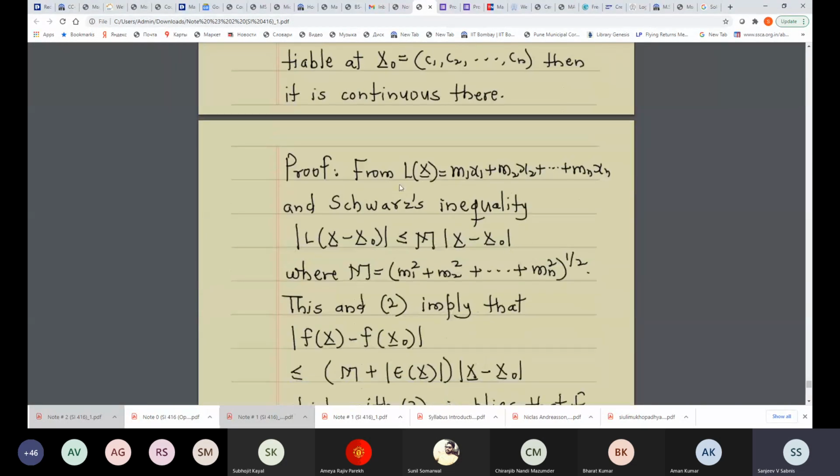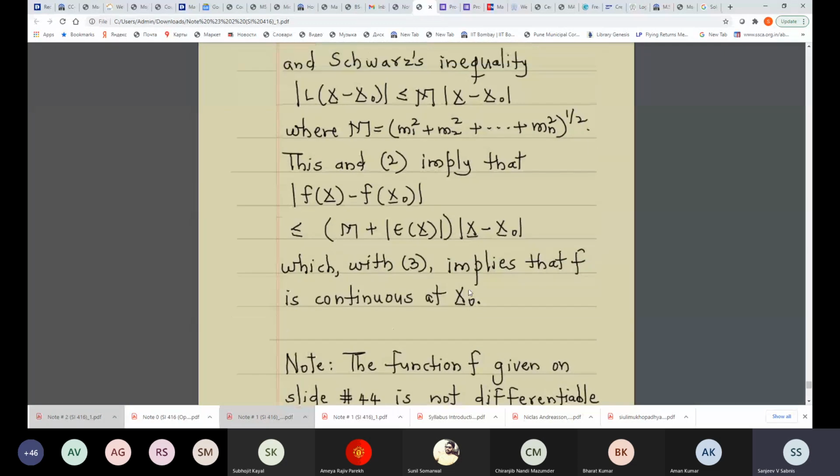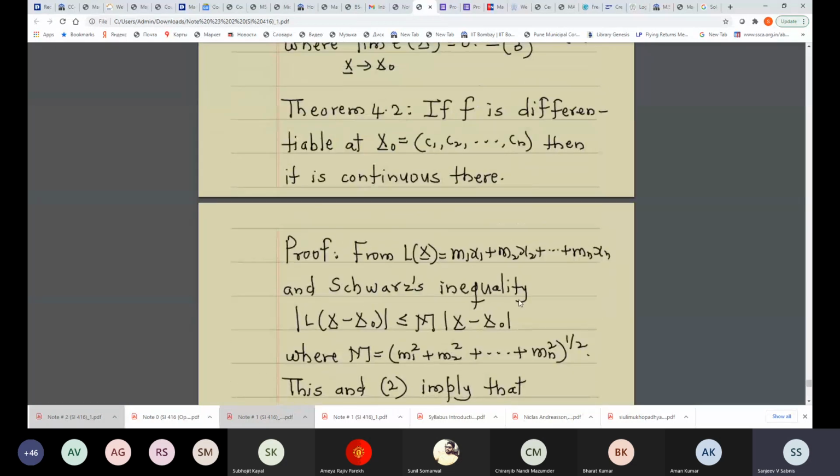So again, a short proof. It's worth going through this. I'm not going to skip it. Okay, so from L(x) equal to m1x1 plus m2x2 plus dot dot dot plus mnxn, where m1, m2, mn are not arbitrary. Each one of them has a specific meaning, and we know what the meaning is. And Schwarz's inequality will give us this, where m is given by this.